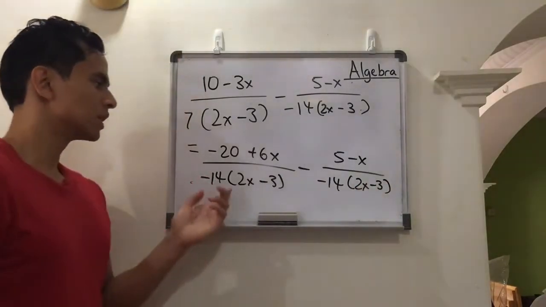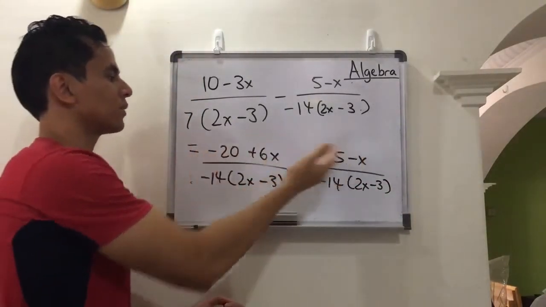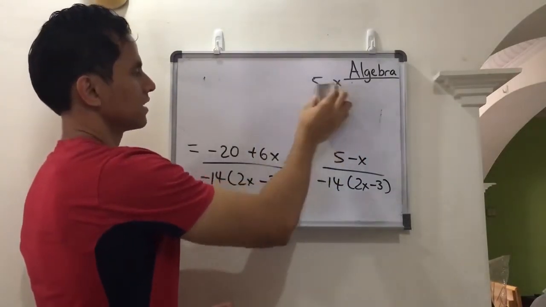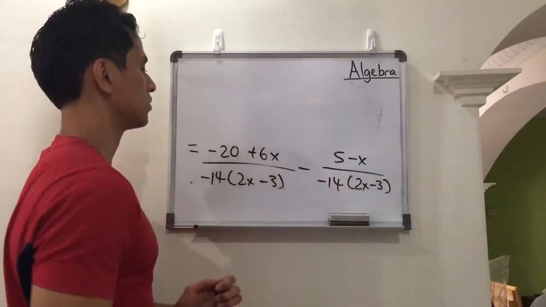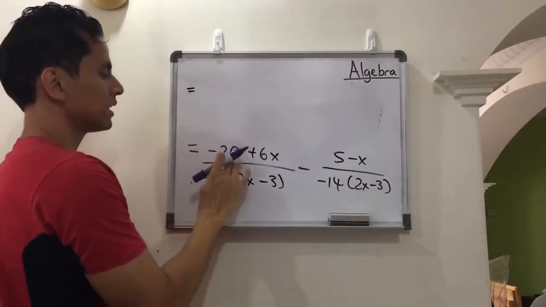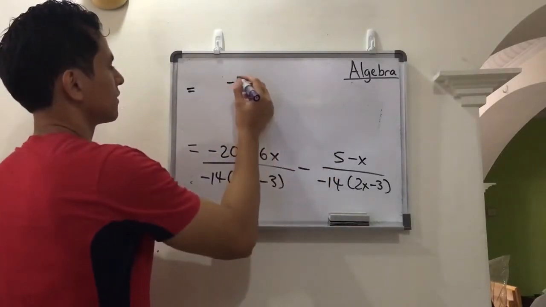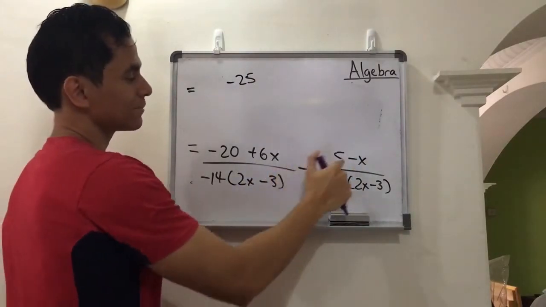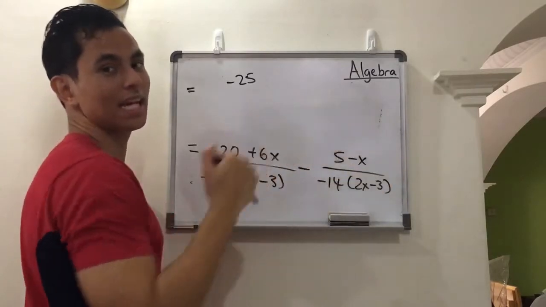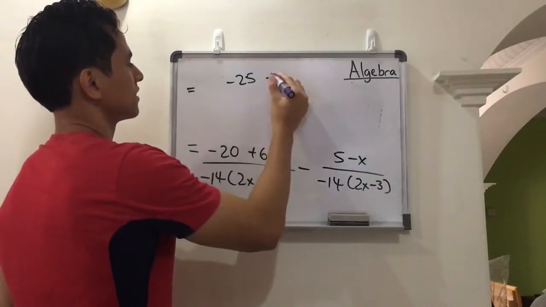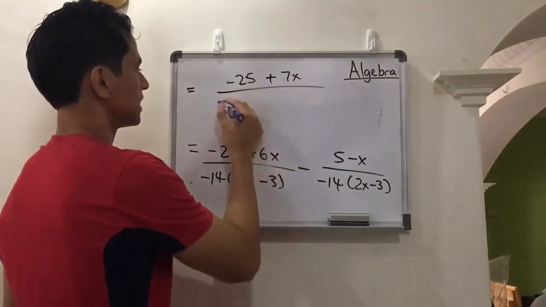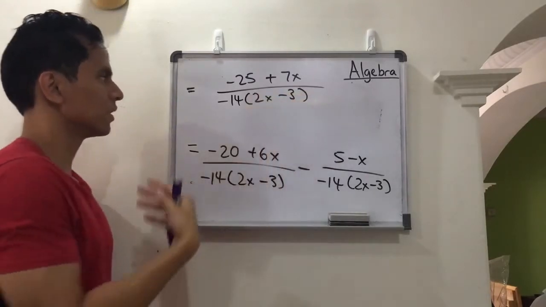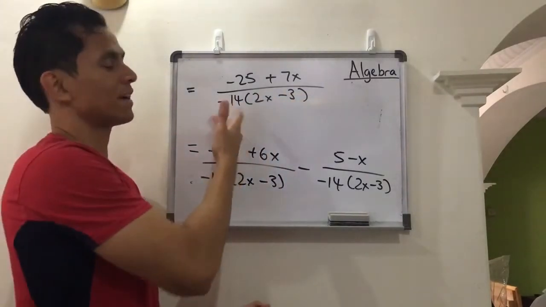Okay. So the denominators are the same. Now we can just go ahead and simplify the numerators. So I'll rewrite the final answer here. It will be equal to, okay, minus 20 minus 5, so it'll be minus 25. And 6x minus x will be, yes, this will be minus x, so this will be a plus x, so 6x plus x, giving me positive 7x. This will be just over minus 14, 2x minus 3. Okay. So alright, this is fine. And this is our final answer.